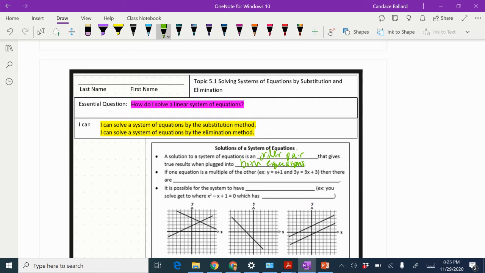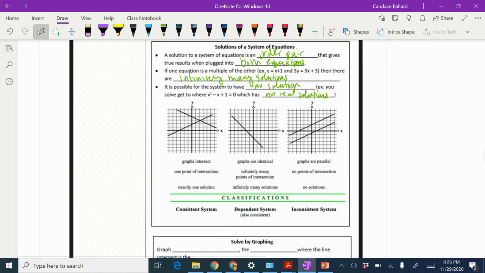If one equation is a multiple of another, for example, y equals x plus 1 and 3y equals 3x plus 3, then there are infinitely many solutions. It is possible for the system to have no solution. For example, you solve to get x squared minus x plus 1 equals 0, which has no real solutions.